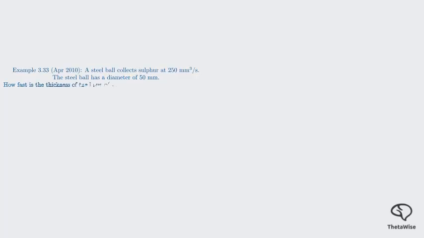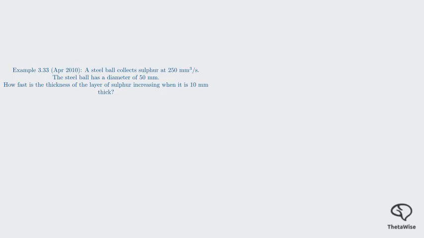Example 333. Let's read the full question first. During an experiment, a steel ball soaked with oil rolls down an incline and collects sulfur particles at a rate of 250 cubic millimeters per second. The steel ball has a diameter of 50 millimeters. The question asks, how fast is the thickness of the layer of sulfur increasing when it is 10 millimeters thick?